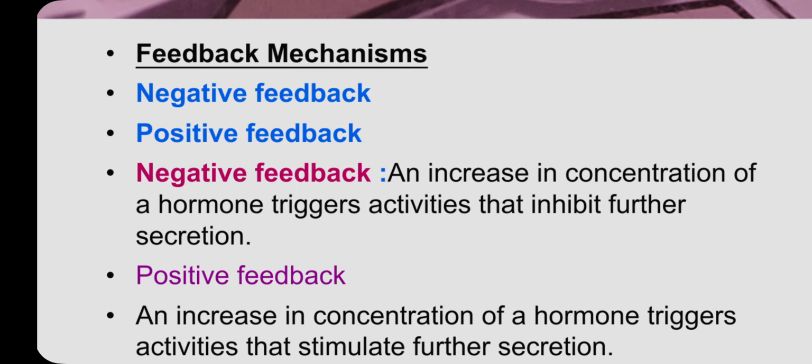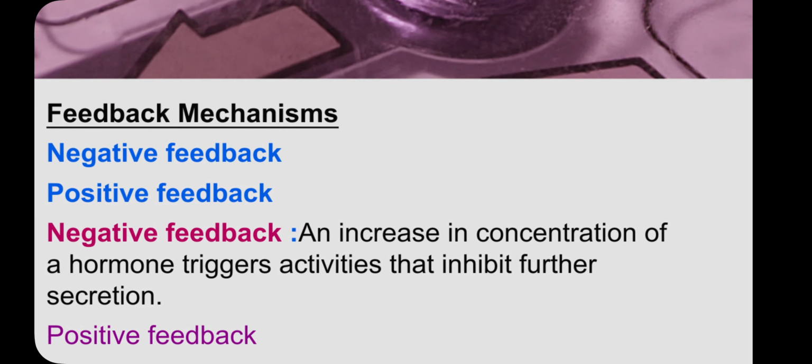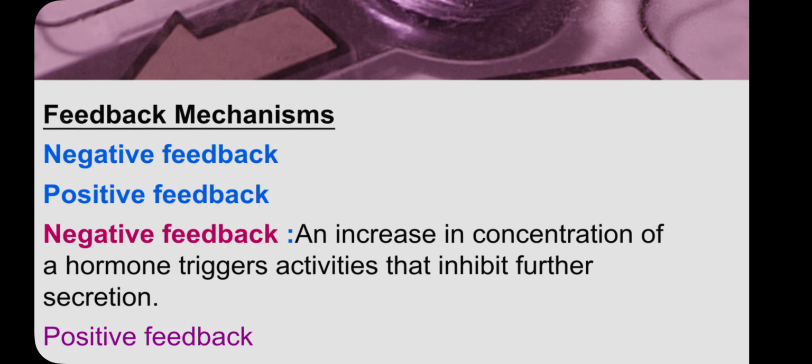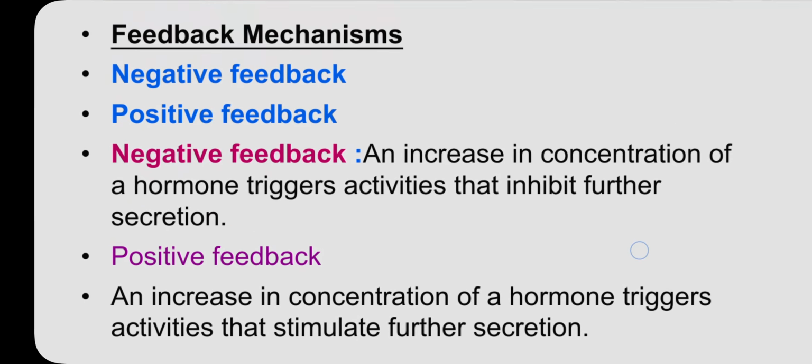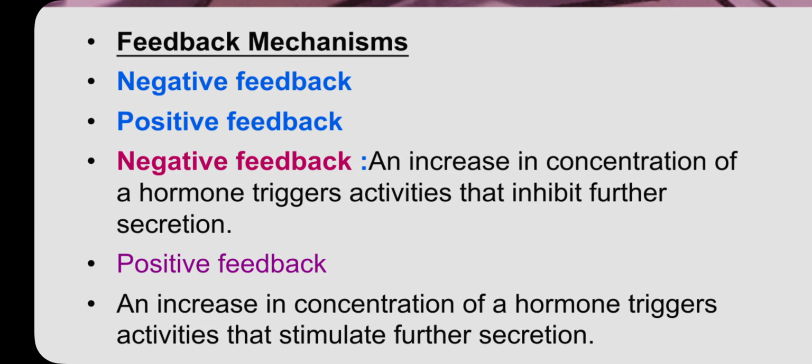Coming to the feedback mechanism. If we study different hormones, nervous control and all these things, you must know the feedback mechanism. There are two types of feedback mechanism: one is positive feedback and the second is negative feedback. What do we mean by feedback? These hormones have a feedback effect on the release of other hormones and other factors. So you must know what negative feedback is and what positive feedback is.